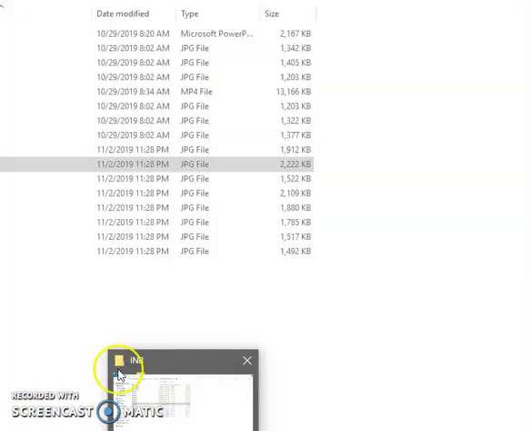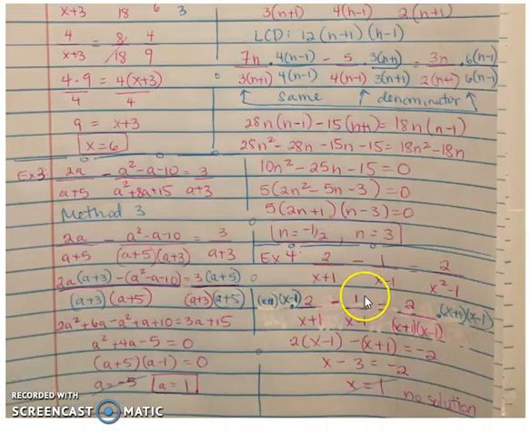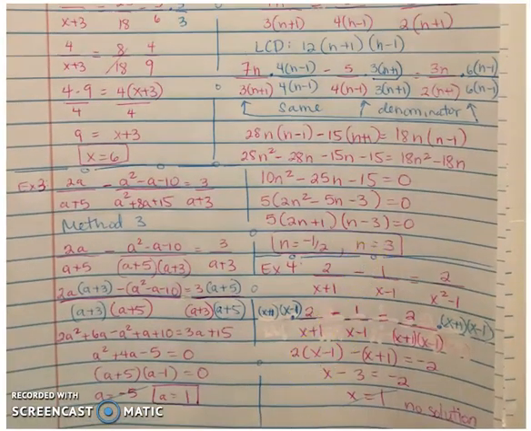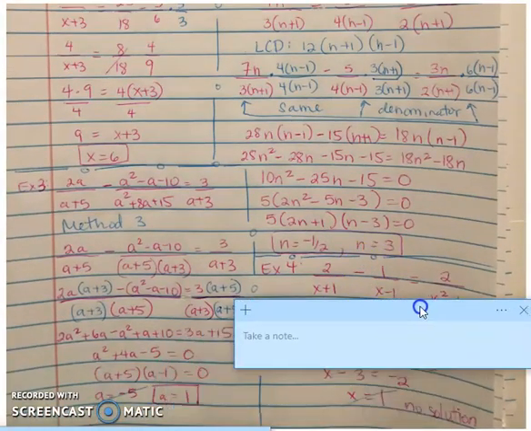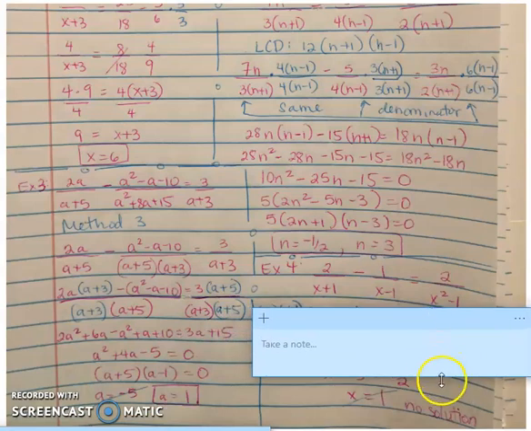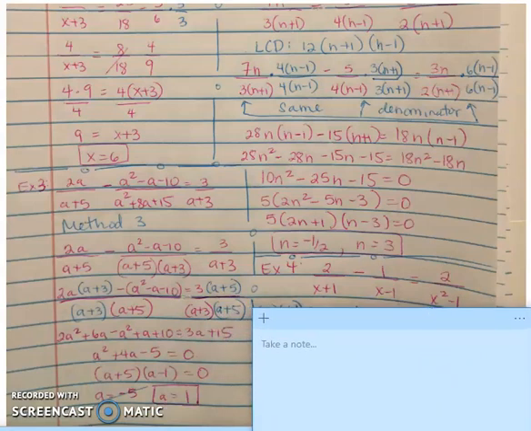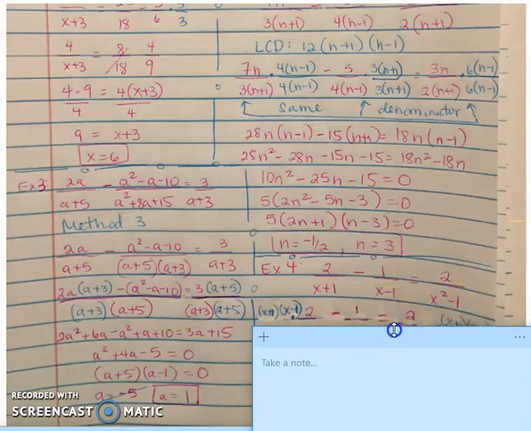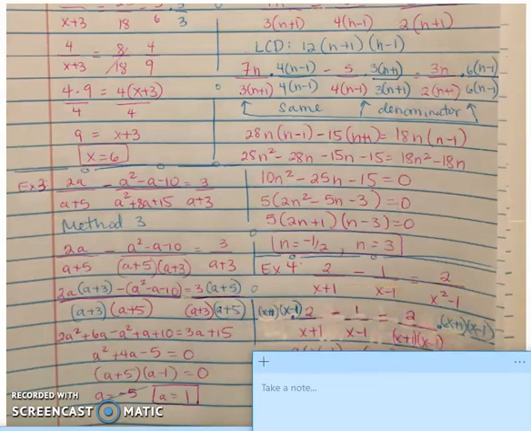Okay? And then for the last example, example 4, I don't have it labeled, but this is actually going to use method 1. If you remember, method 1 was to multiply each side by the LCD. And so in this case, the LCD is going to be x plus 1 times x minus 1, because this is a difference of squares that factors. And so you're going to multiply both sides by x plus 1 times x minus 1.